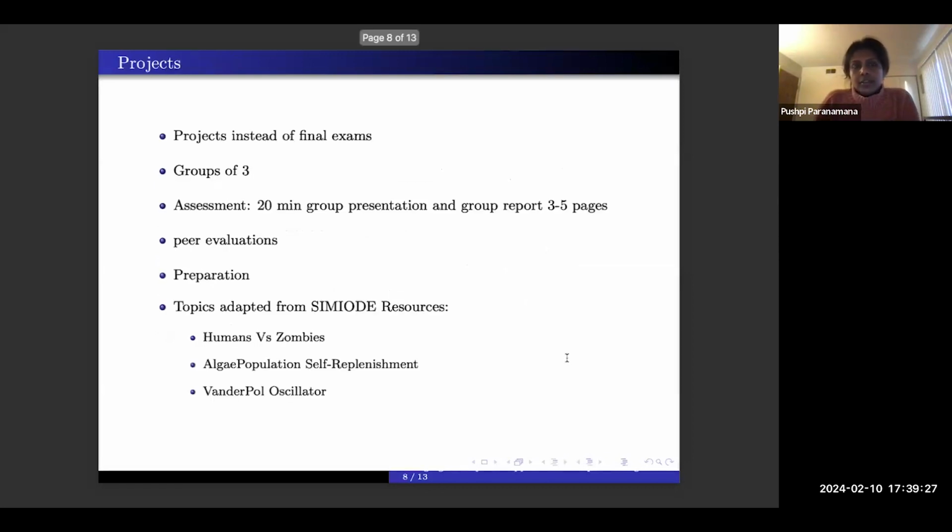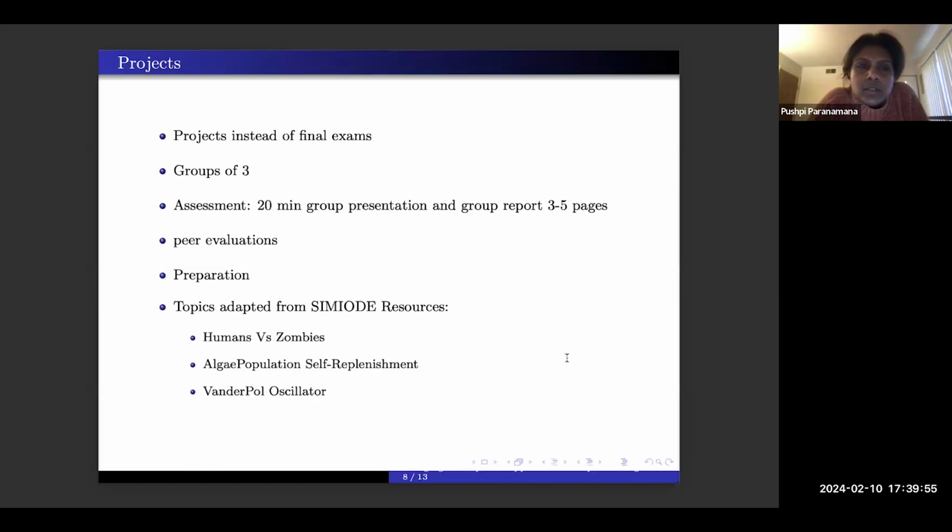And then I'm going to talk about projects, so how I used projects. As I mentioned before, I wanted to replace the final exams with some kind of project. So I used these simulated resources to do that. They were group projects, so groups of 3 students.